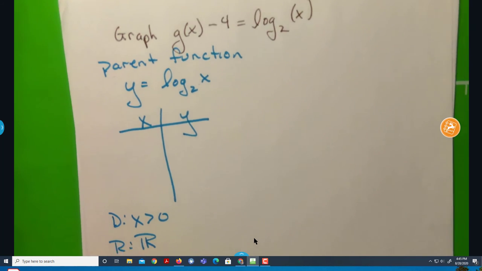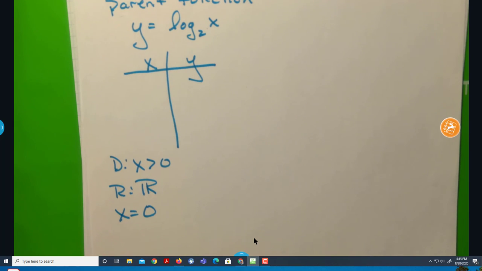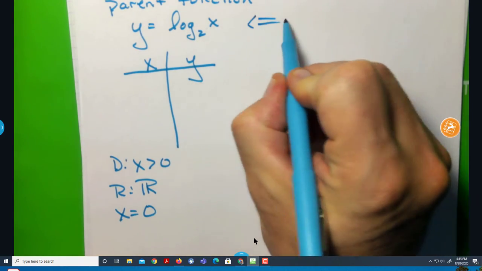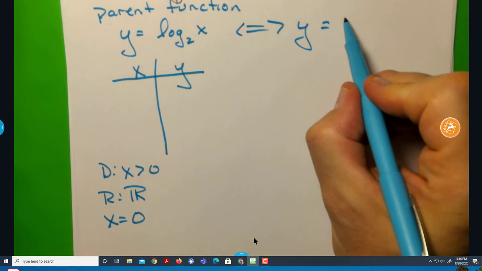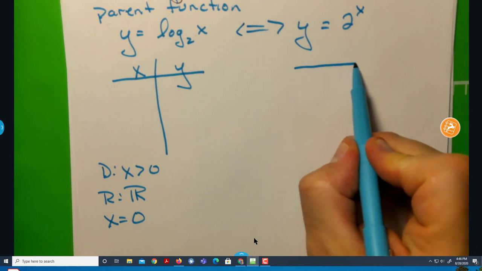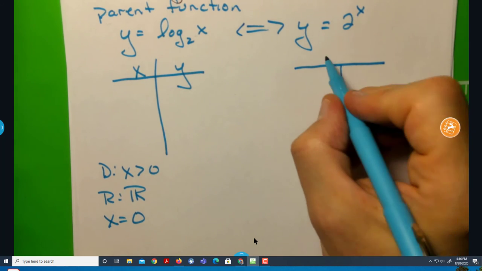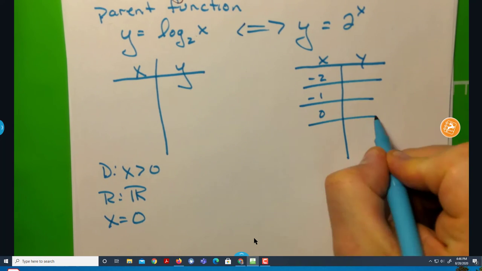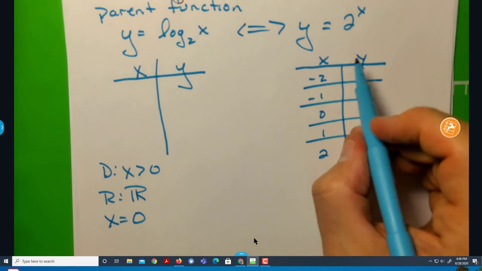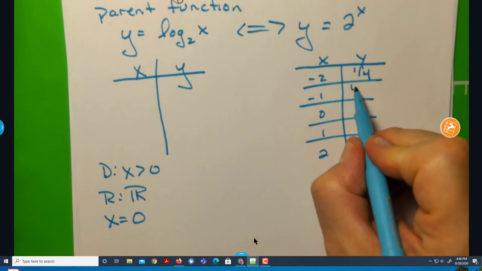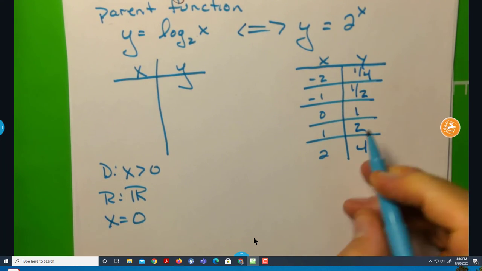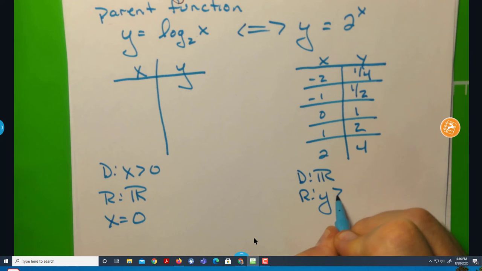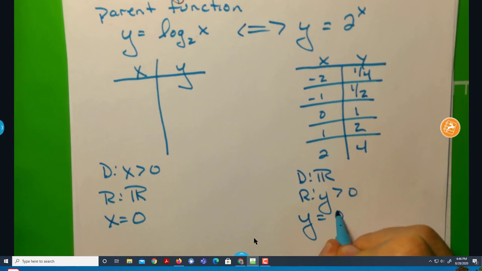All right. Mr. Isaac, you don't have the nice points. Well, I wanted to build in some review. You know that the inverse function of this is y equals 2 to the x. So I'm going to use this to get my points. Okay. 2 to the minus 2, 1/4. 1/2, 1, 2, 4. The domain is all reals. The range, y is positive, and we have a horizontal asymptote, y equals 0.